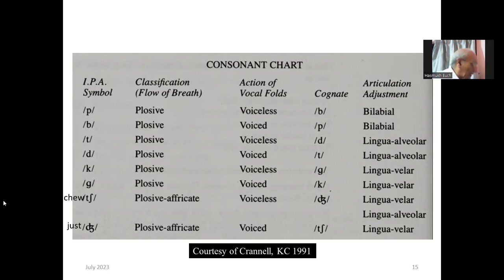I will just point out the symbols. Here it is. Difficult to master them. This is for chaw, chew. And this symbol is for J, just.